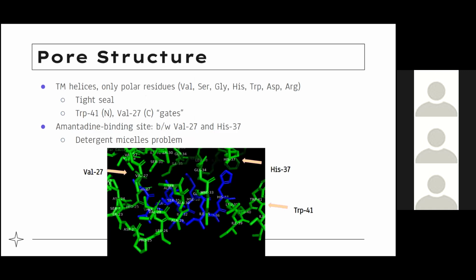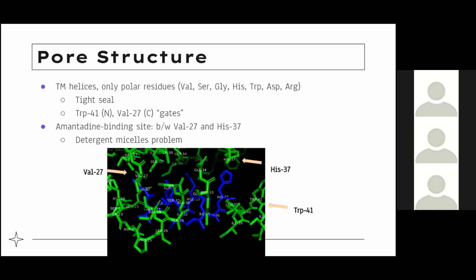Moving on, what was very important here was analysis of the pore structure. This pore structure is formed by the transmembrane helices, and it only contains polar residues, and it's basically a seal to stop protons from escaping where they're not supposed to. And tryptophan 41 on the N-terminus is known to act as a gate that can be opened or closed to control proton movement. And the study proposed that valine 27 on the C-terminus may be able to do that function, but it's not confirmed.